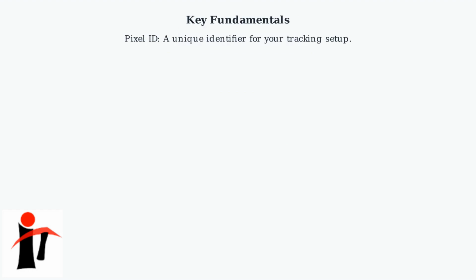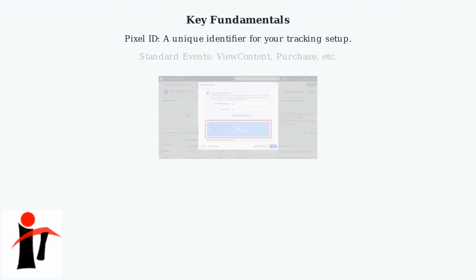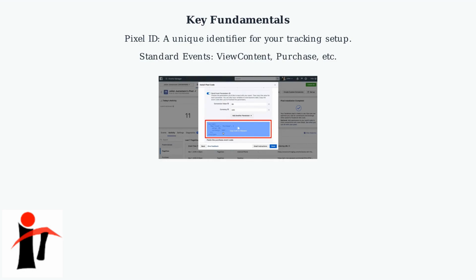Key fundamentals include understanding your pixel ID, which is a unique identifier for your tracking setup. Standard events like view content and purchase track user actions. Attribution tracks conversions back to your ads.